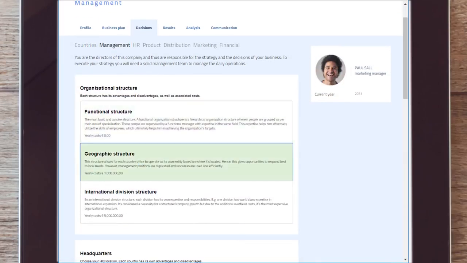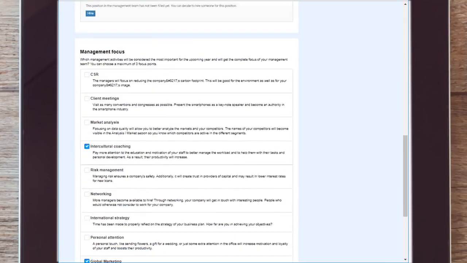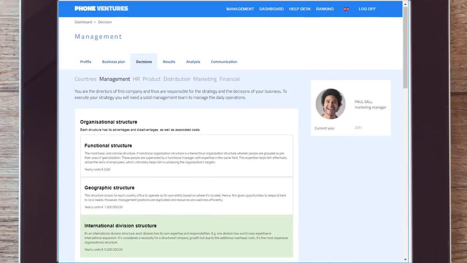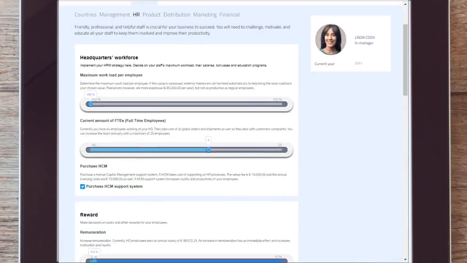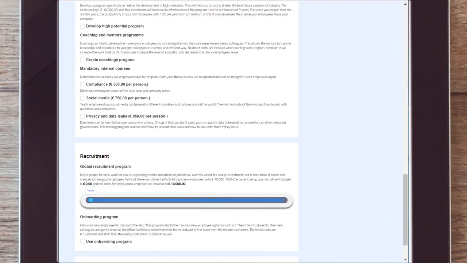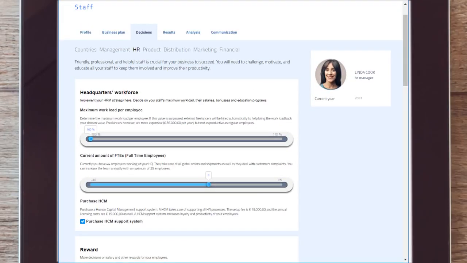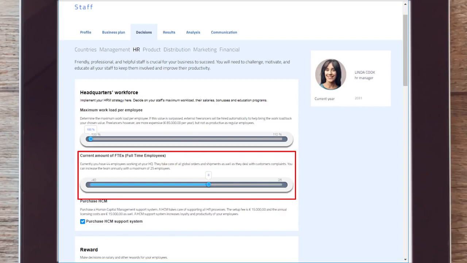Determine an organizational structure. Pick a country for your headquarters. Hire managers and set a focus. In the HR tab, you can decide on a large variety of staff-related issues, such as incentives and education. Note that if you want your company to grow quickly, you should start hiring extra employees early on, since you can only hire an additional 25 employees per year.